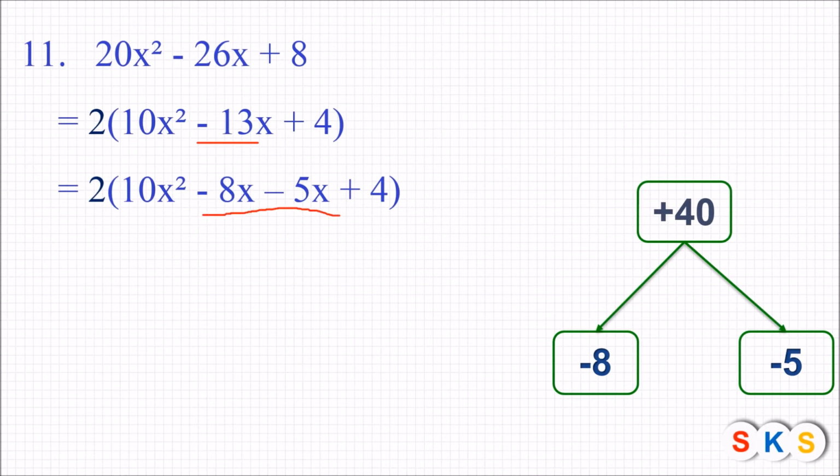Now after splitting the middle term, we will make a group of the binomial. This is your first group of the binomial and this is your second group of the binomial. What is common in the first group?